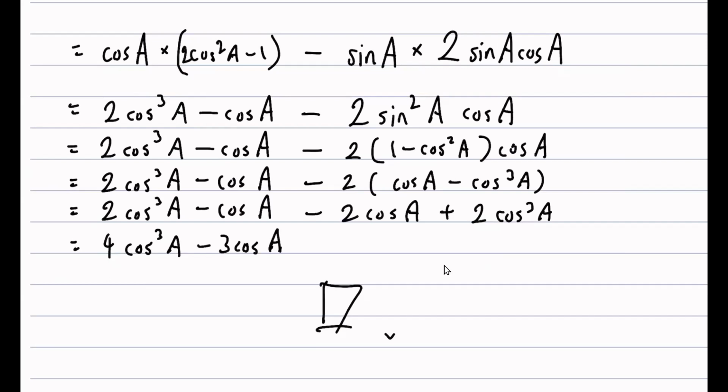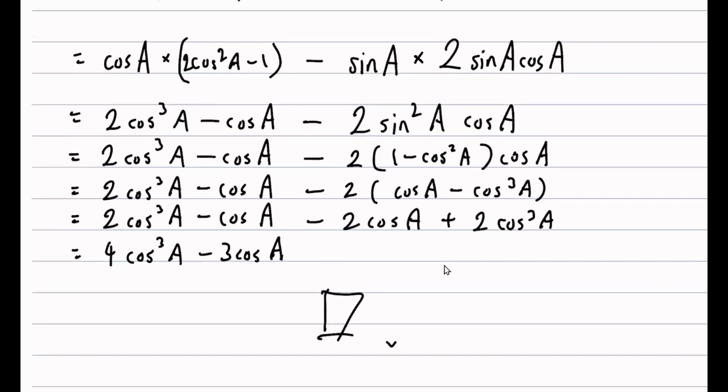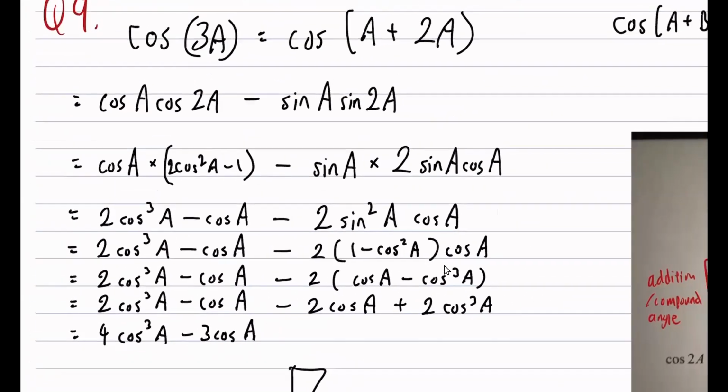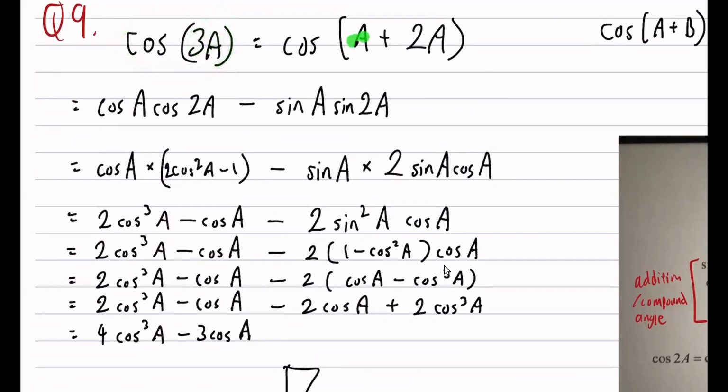So that's why we always say you must always start from the more difficult side and work your way towards the easy side. Here, the difficult side is cosine 3A. You might think, hey, cosine 3A looks very simple, but no, you can always split it up into A plus 2A, then you expand. Then you have something to do. Okay, understand the intuition?